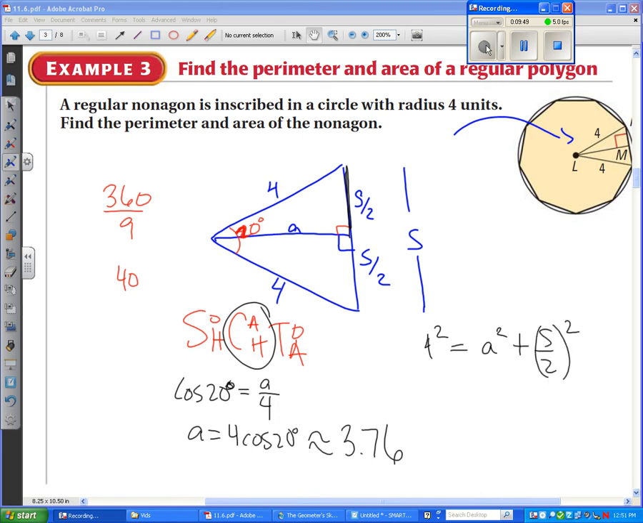Now you could come up with a different value for s over 2 and call this, I don't know, z or something else. It doesn't really matter. I just like keeping it this way though.